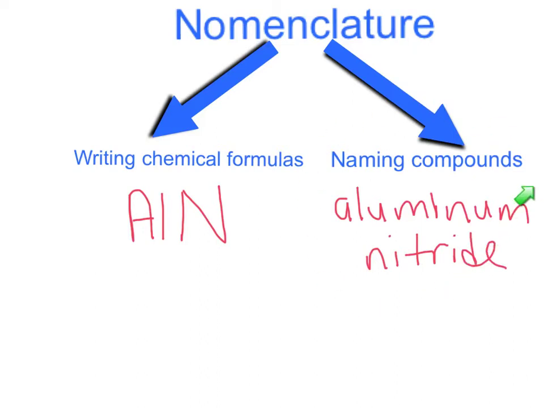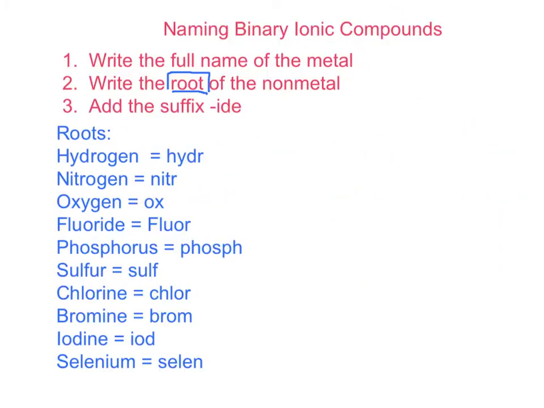We're going to focus on this aspect because we focused on the chemical formulas in our last lesson. So we're going to learn the steps for naming binary ionic compounds. The first is that you write the full name of the metal. The second is that you write the root of the nonmetal. Here are the roots. These are something that you're just going to have to memorize, but after a while they roll off the tongue. And then finally you add the suffix IDE.